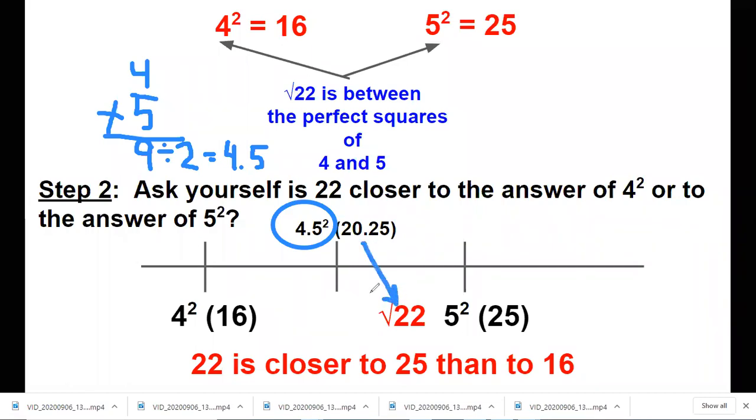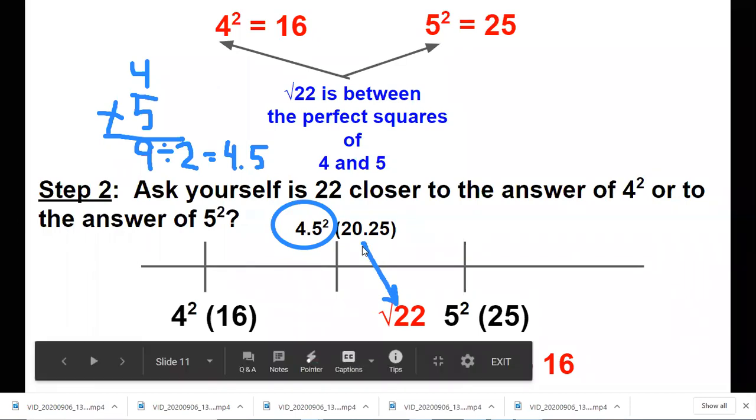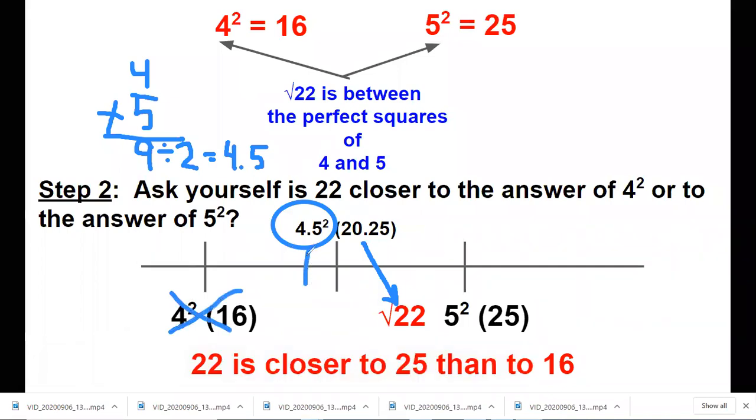And then you compare 20.25 to 22. So now, do we have a new lower limit? We do, right? Because the square root of 22 is going to fall in between this 20.25 and this 25. So now we can get rid of 4 squared as our lower limit, and now our 4.5 squared is our lower limit.